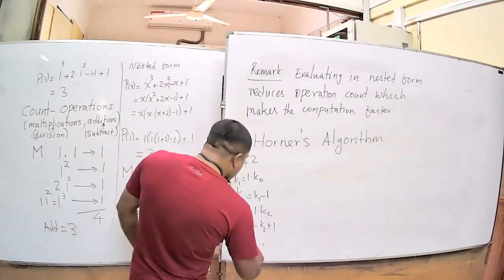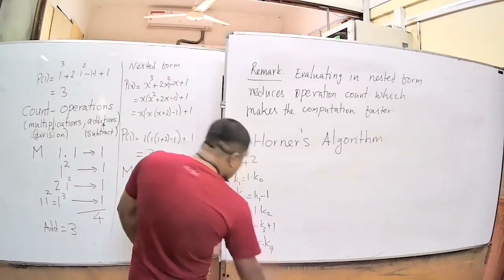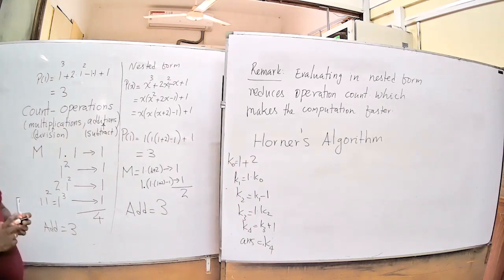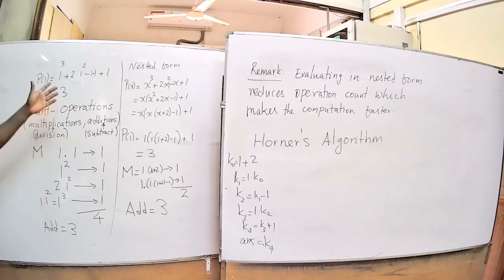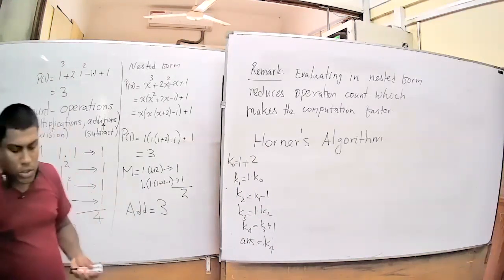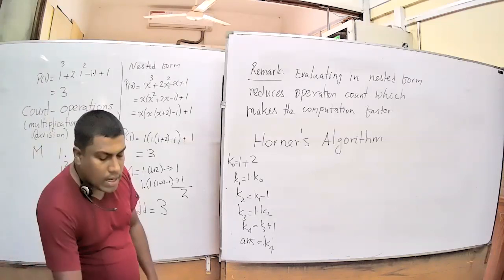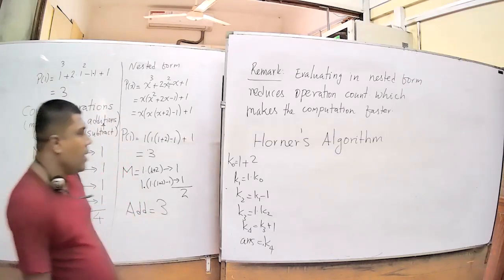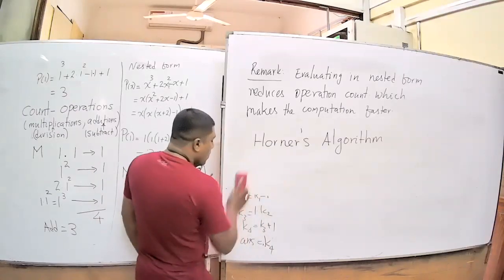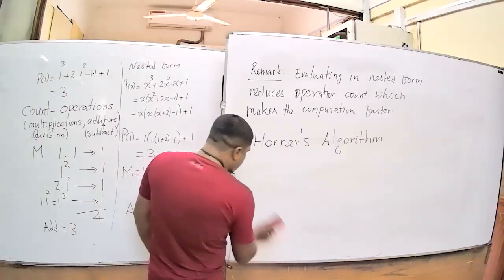So the final answer is k4. Whatever you get for k4 will give you the final answer, and that is 3. So that is how we originally do it. Here also in Horner's algorithm, we are going to follow a similar type of approach to evaluate a polynomial. So let me write it down in a general form.